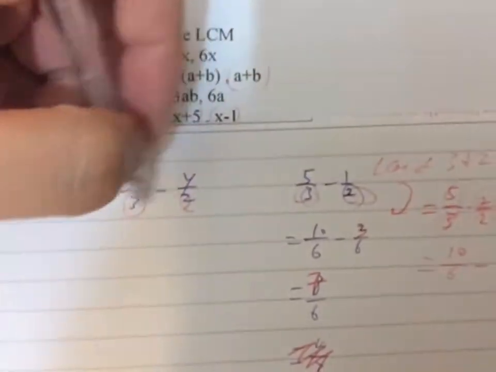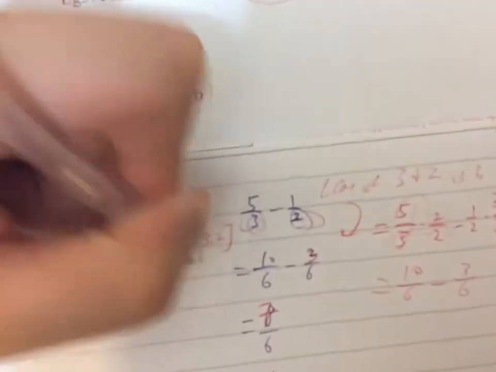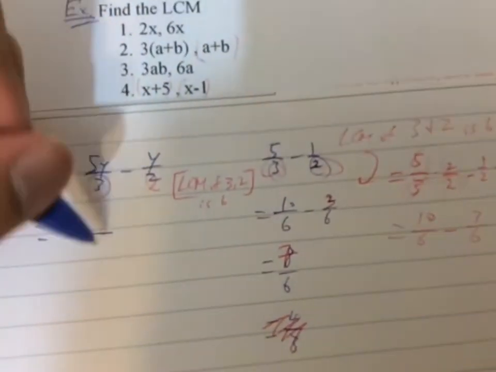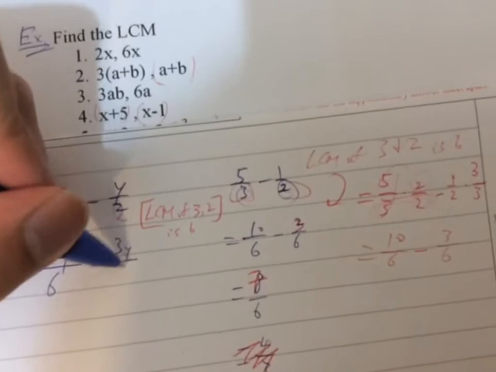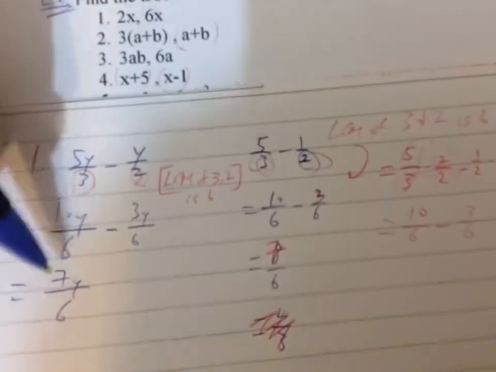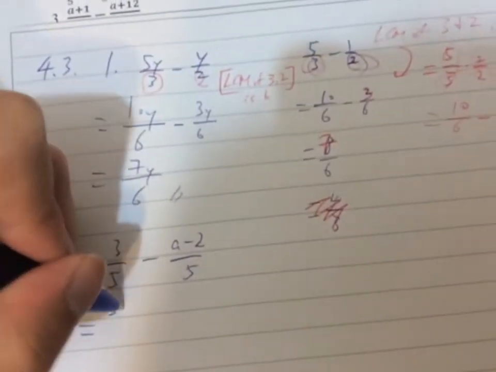The LCM of 2 and 3 is 6, so we have to make the target denominator 6, so change to 6, multiply by 2, multiply by 3, and then you can minus it. 10y minus 3y is 7y, and it cannot be further factorized or simplified, and that's it. And for the second question, they have the same denominator, so you don't need to find the LCM. Just minus.